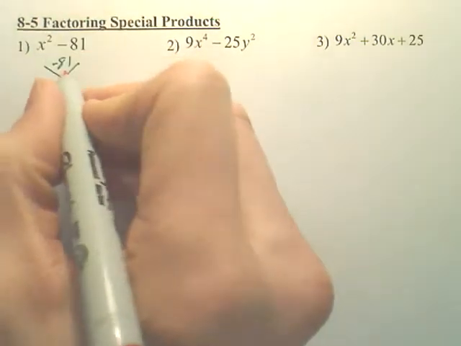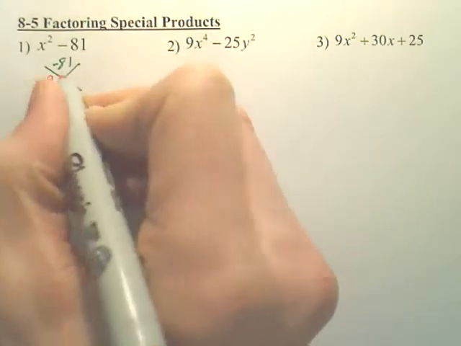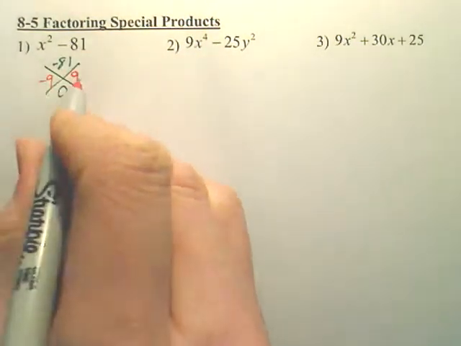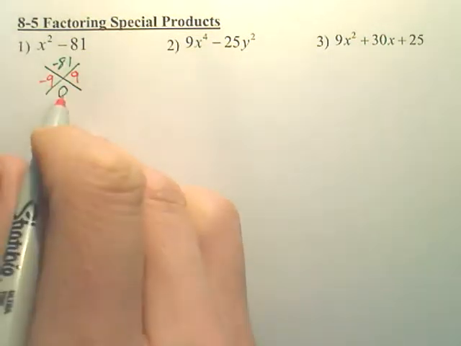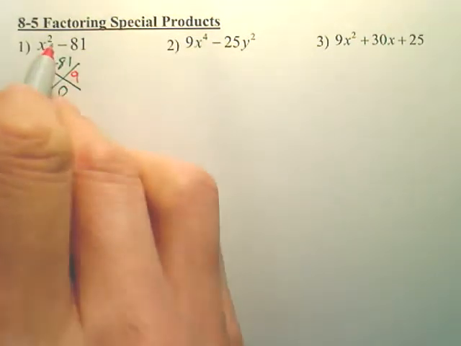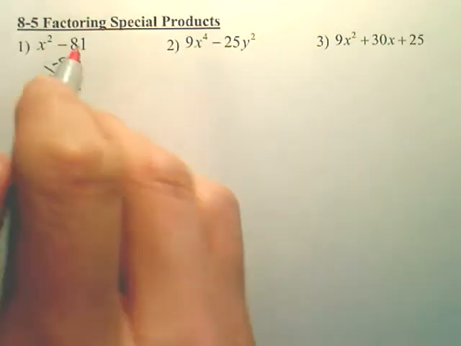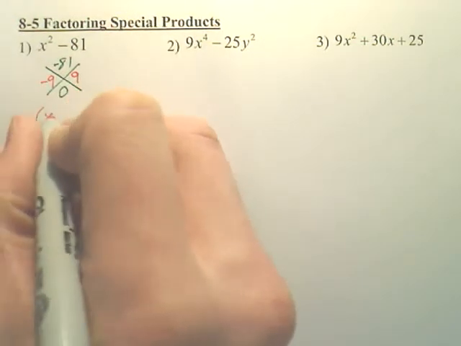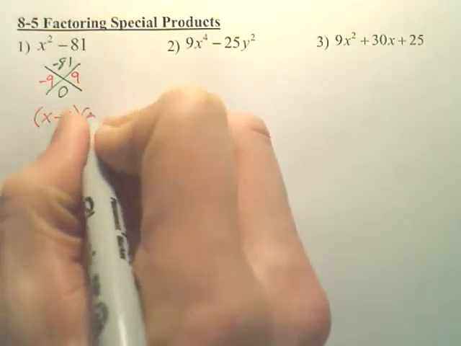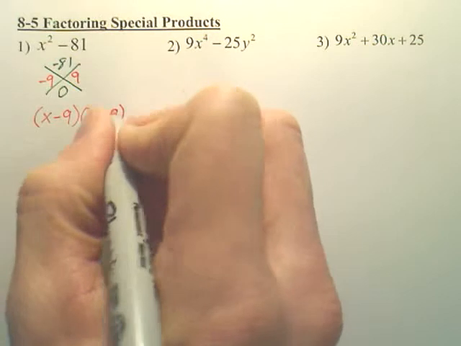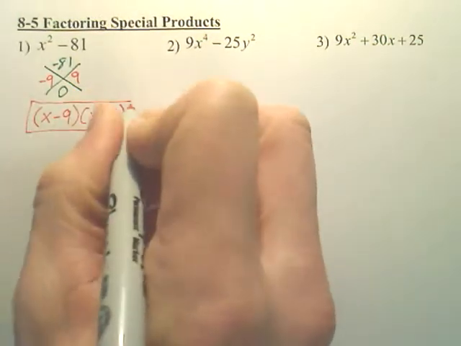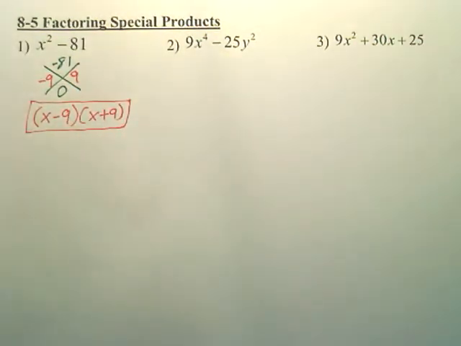That would leave you with a negative 9 and a 9. Negative 9 times 9 is negative 81. 0 on the bottom. You add those, get 0. Again, the 0 came from because there's 0 x's. And then your answer is x minus 9, x plus 9. That is a way of doing it.